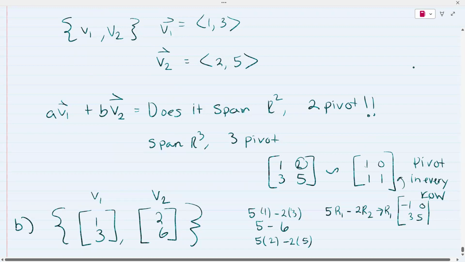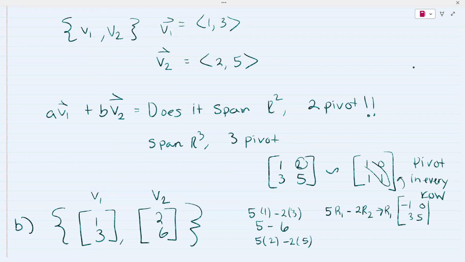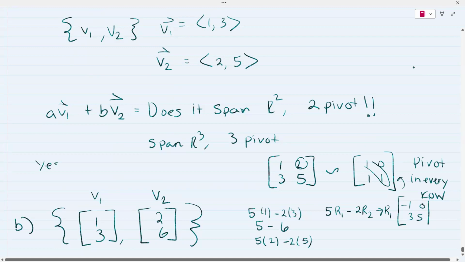But the point is, there is a pivot in every row. So yes, the answer would be yes, because v1 and v2 are not scalar multiples. Yes, since v1 and v2 are not scalar multiples, we get a pivot in every row.